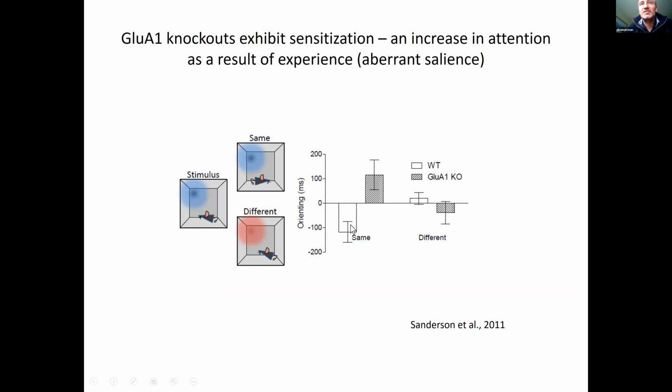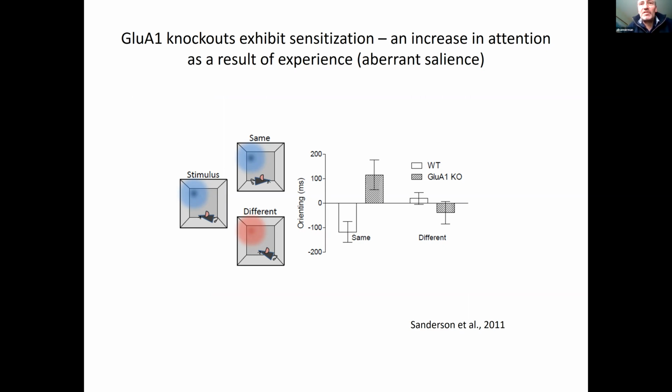So the levels of attention that these GluA1 knockout mice are paying to this light cue is actually increasing with exposure rather than decreasing. And this is very similar to something called aberrant salience, which if any of you work on schizophrenia in patients, you'll know is a widely used endophenotype in schizophrenia research, and it reflects the maladaptive, increased and aberrant levels of attention that are paid to stimuli in patients.